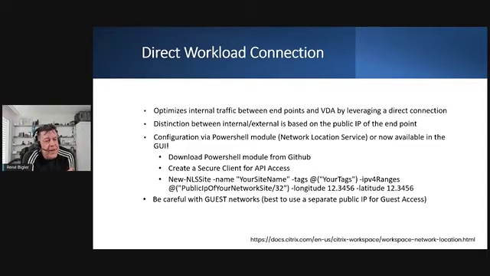In the beginning of this technology, it was only possible to do the configuration via PowerShell, via a PowerShell module for the network location service. You had to download it from GitHub, create a secure client for API access, and then run a cmdlet to do the configuration, putting in the public IPs you expect, so that when a user connects over this public IP, he sits basically internal and has direct access to the VDA. One problem with this approach, and well, that's how it works.